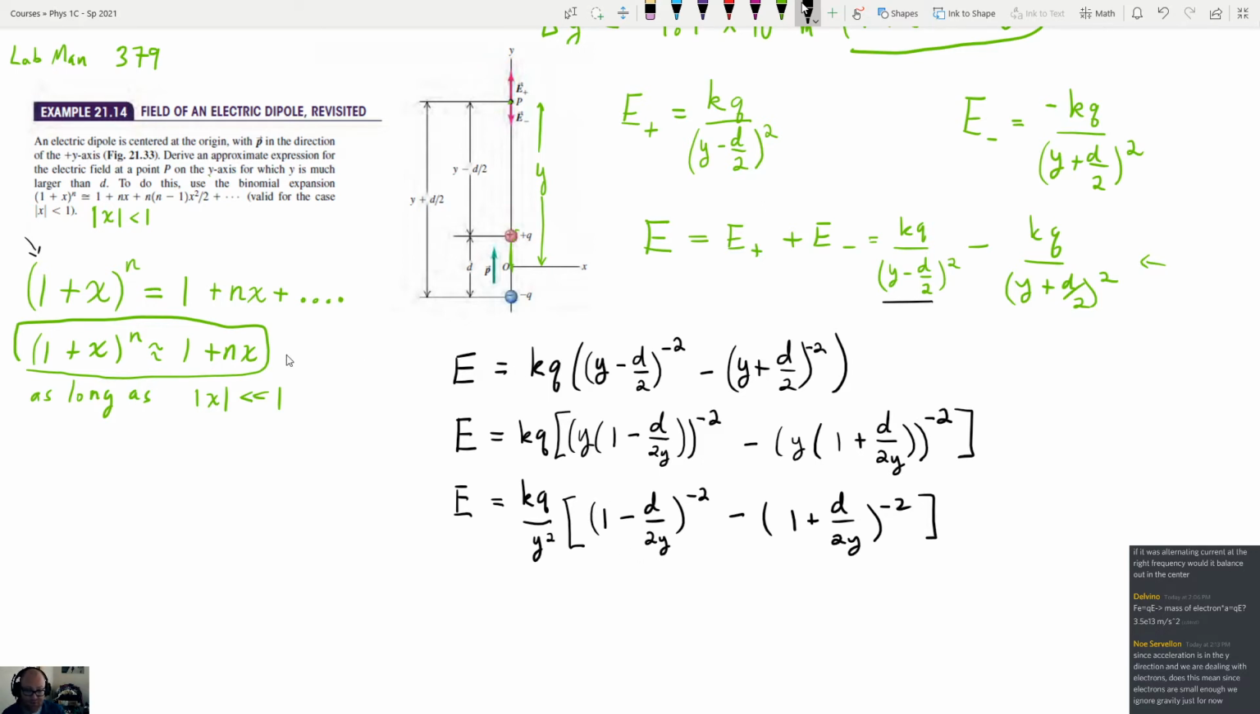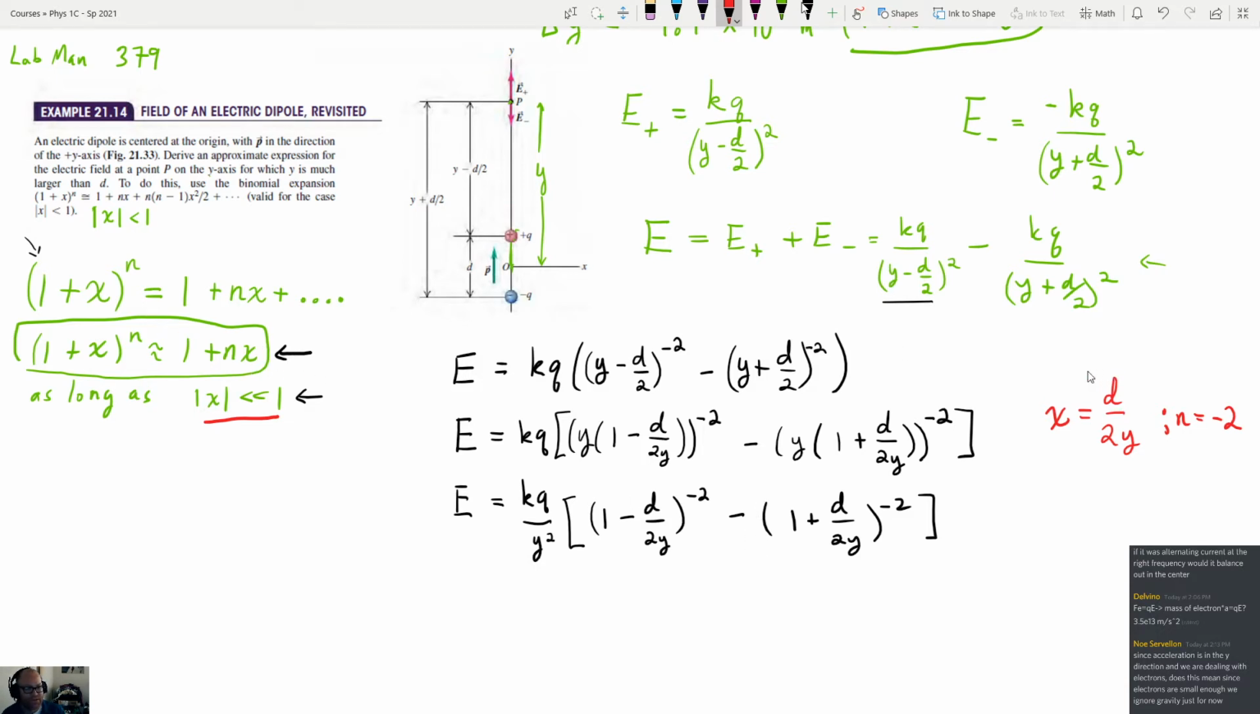And now I think both of these should meet the qualifications we need here. First of all, in this case, the symbol x is just d over 2y for our 1 plus x to the n, and n is equal to negative 2. Then we look at this and check to make sure that's true. It says the absolute value of x needs to be much, much smaller than 1 if we're going to use this approximation.